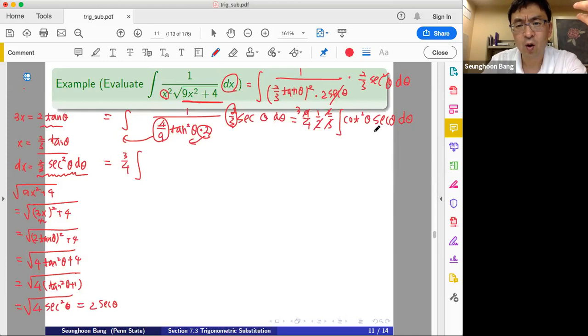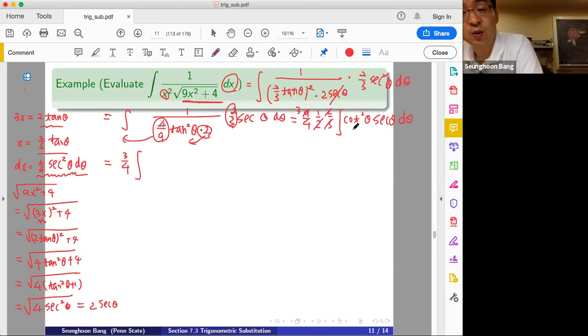So do you remember what is cotangent theta using sine and cosine? Could you write your answer on the chatting board? So what is cotangent theta?